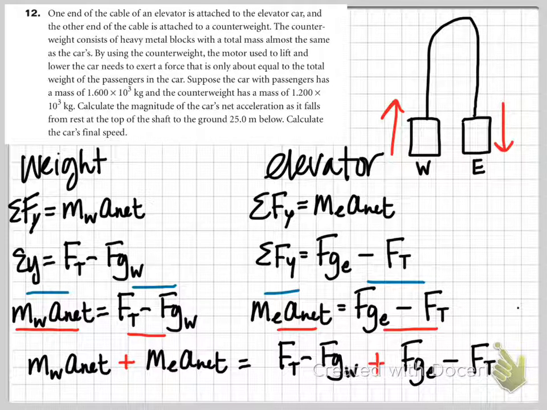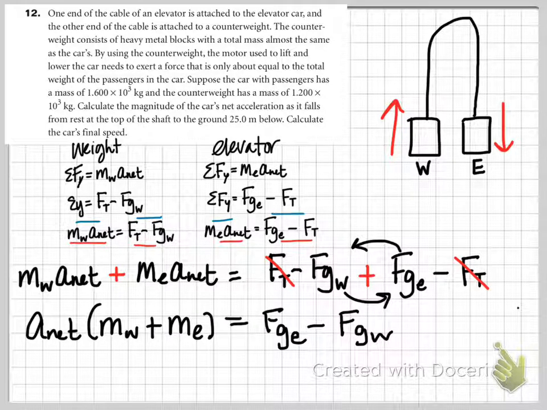So once I've got this, I notice immediately that the forces of tension cancel out. This leaves me with mass of the weight times net acceleration plus mass of the elevator times net acceleration equals, well, I've got negative force of gravity on the weight plus force of gravity on the elevator, but I'm going to flip those so I don't have a leading negative. From here, I can go ahead and factor out my net acceleration, leaving me with A net times the quantity mass of the weight plus mass of the elevator equals force of gravity on the elevator minus force of gravity on the weight. Oh yeah, note, I flipped the force of gravity on the weight and the elevator so that I wouldn't have a leading negative.